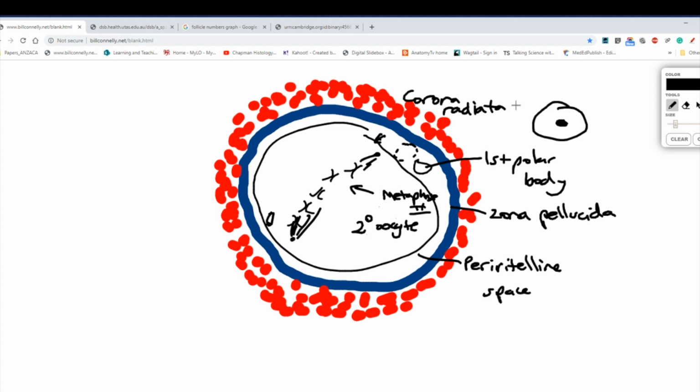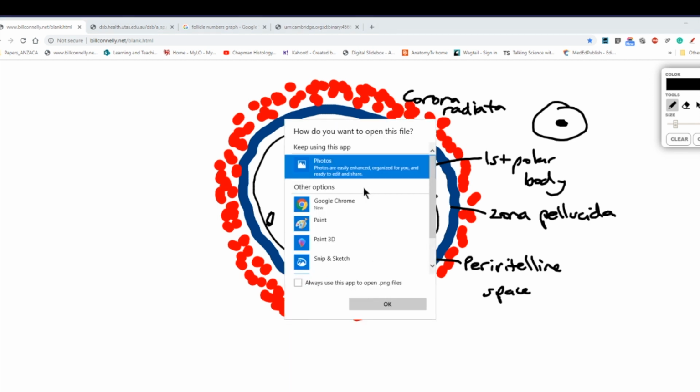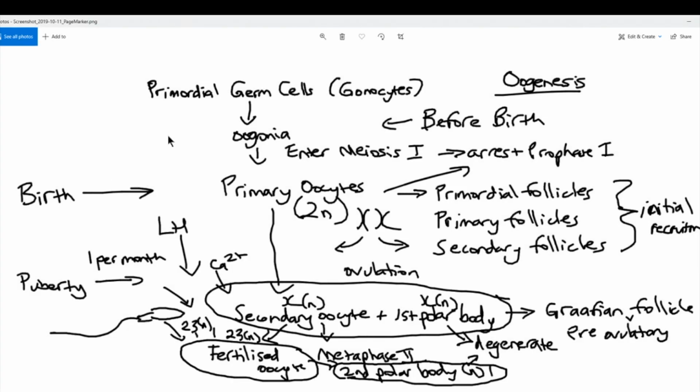So terminology between oocyte and follicles does get a little bit tricky, which is why it's helpful to go back to this and have an understanding that primary oocytes are only found in primordial, primary, secondary, even early Graafian follicles before that LH surge, and that secondary oocytes are only ever found in Graafian follicles and then outside in the uterine tube following ovulation.